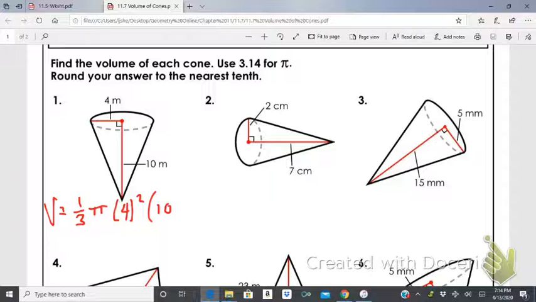Okay? So now what we're going to do is we're just going to multiply this whole thing out together. I'm going to get my calculator out. I'm going to multiply this with you. So I'm going to do 1/3 times pi times 4 squared times 10, and when I do all of that, I end up getting 167.6. Somewhere around 167.6 or 167.5. Either one of those would be totally okay for you. Okay? So either one are great.